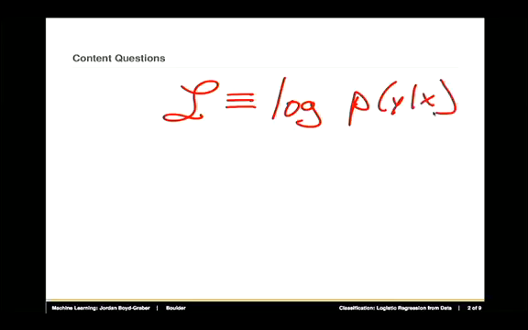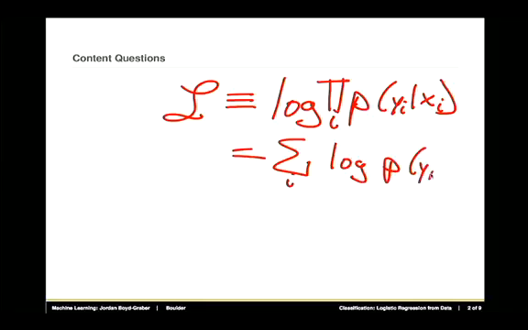So let's decode this. Actually, it isn't just any y and x, it's all of them. So what this turns into is a sum over all of the examples of log of p of y_i given x_i. So what is this? That's I think what Mia's question boils down to. So does someone want to answer what this is?